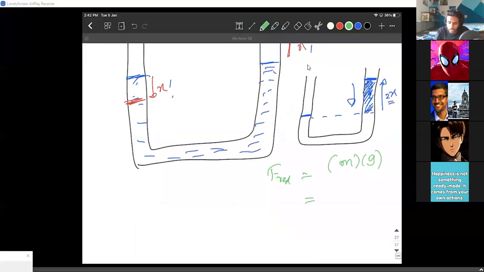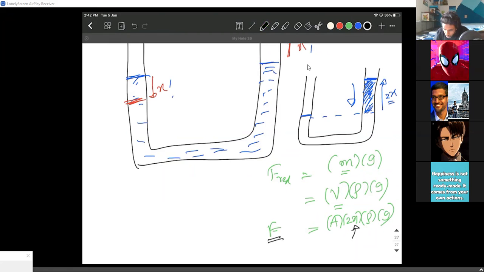Now, m involves the volume of that liquid times the density of the liquid times g. The volume of the liquid involves the area of cross section times 2x, times rho g. What do we have here? Can you see? Force is proportional to x. That is why it can also be an SHM. That is the interesting part in it.